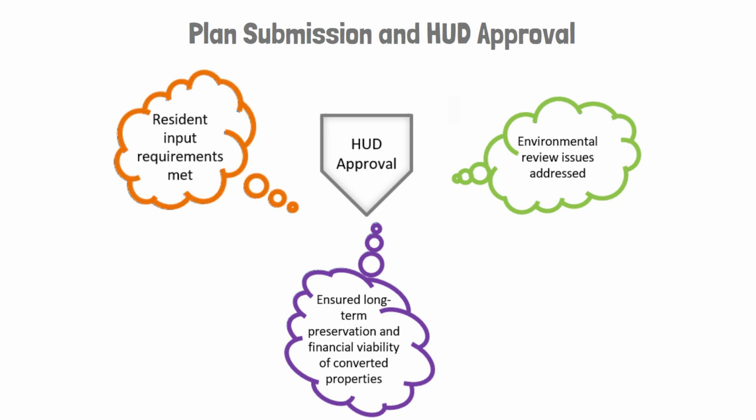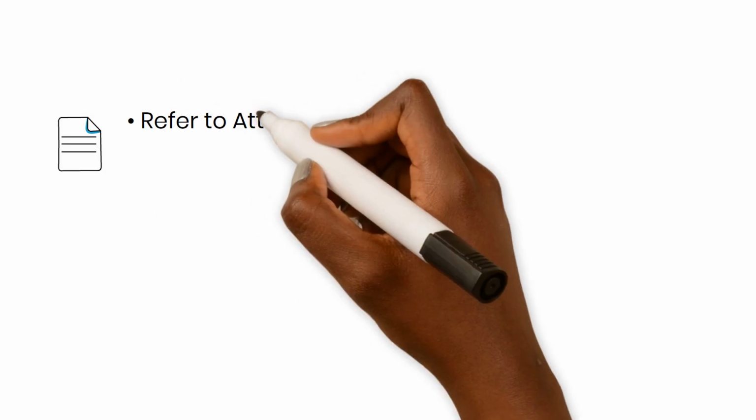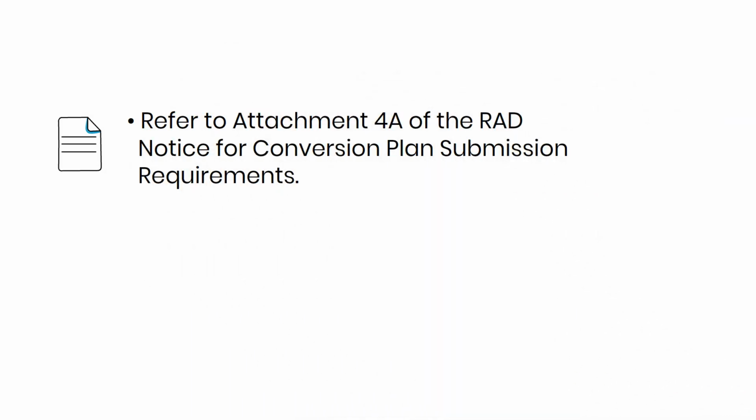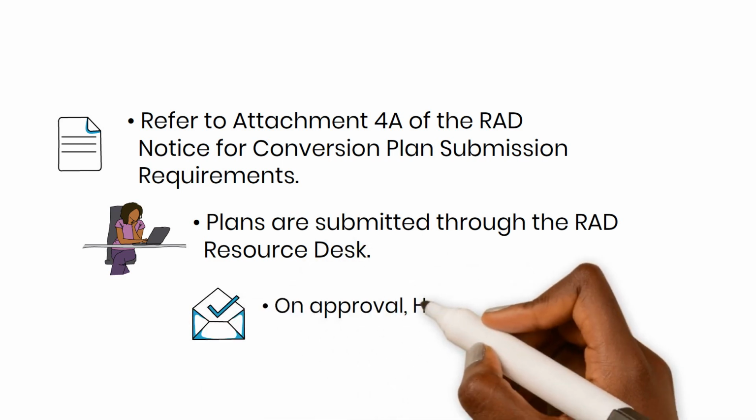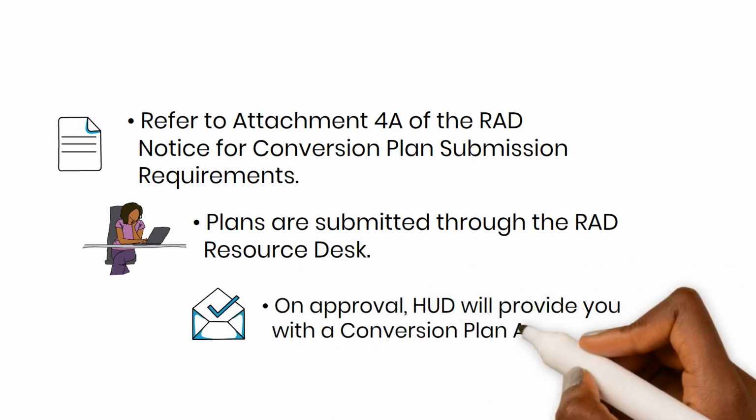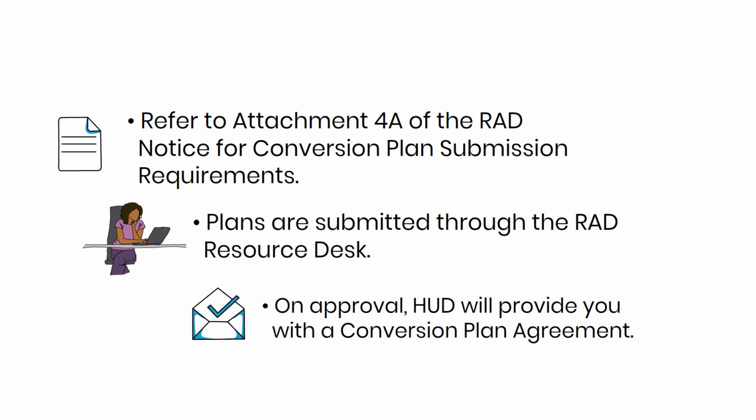The specific submission requirements are described in Attachment 4A of the RAD Notice and must be submitted through the RAD Resource Desk. The conversion plan includes a capital needs assessment, environmental reports, evidence of financing commitments as needed, an operating pro forma, the service plan, and other due diligence HUD needs to confirm the long-term viability of the property. If acceptable, HUD will issue a RAD conditional approval letter and draft conversion agreement, which lays out the HUD-approved terms and conditions of the RAD conversion.